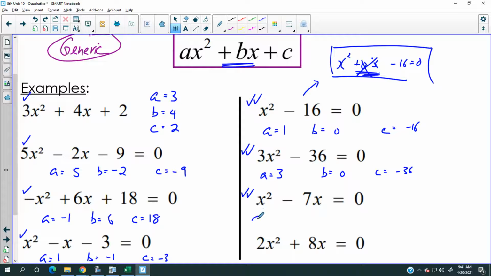What about this one? What's A? Yeah, 1, right? Because that's the invisible 1 here, right? And then B is -7. What's C? Yeah, it's nothing, right? Because there's no constant term here, so 0.